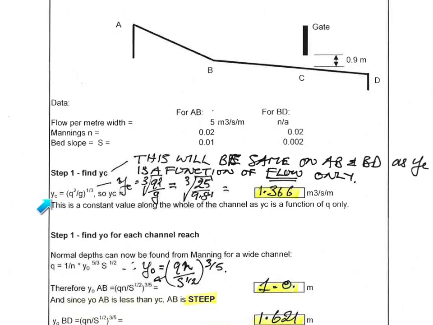The first thing we can work out is the critical depth. That's given by the cube root of q squared over g, where q, little q, is the total flow over the width of the channel. So this little q applies whether we have a wide channel, as we have here, or even in a non-wide channel, little q would be the total flow over b.